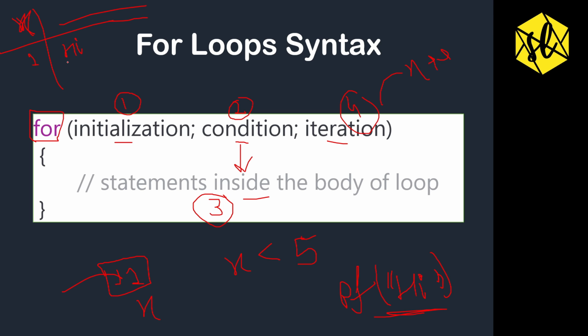Then again in the iteration part x plus plus changes the value of x to 2. So here x value is 2. Now again the condition part is invoked, which checks if the value 2 is smaller than 5. Yes, 2 is smaller than 5. So again hi is printed.